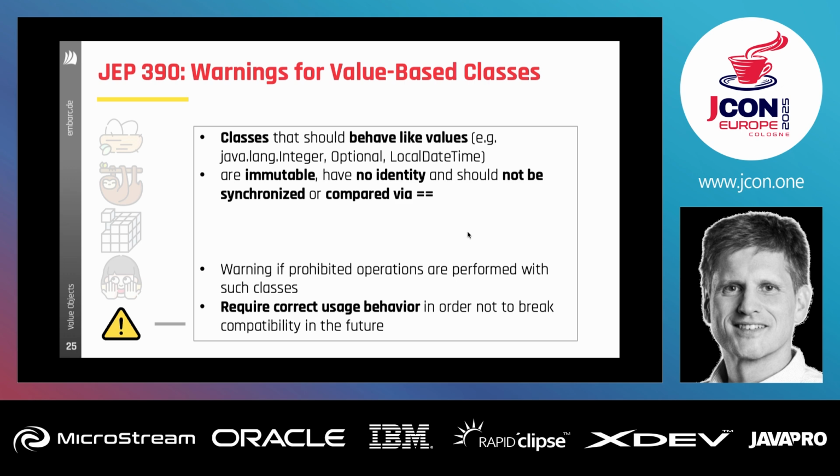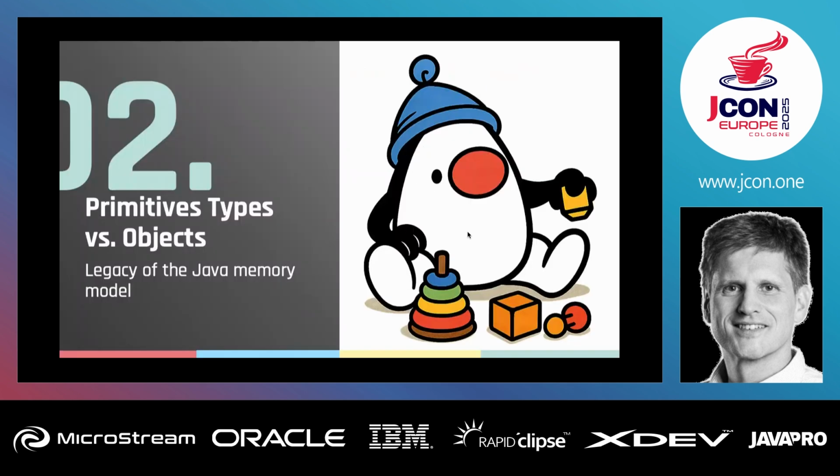And we get some warnings if we have the wrong behavior, and they try to require correct usage of value-based classes. So quite a few JEPs are already implemented. So let's go, what's the problem?